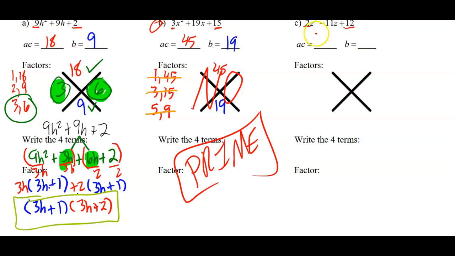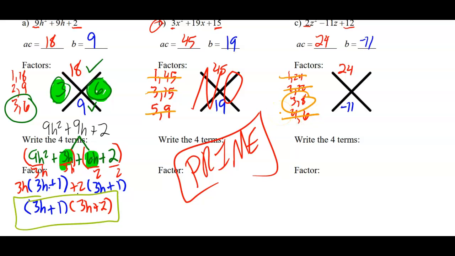2 and 12, first coefficient, last coefficient, 24. So 24 is the number I want to multiply to. So 1 and 24, 2 and 12, 3 and 8, 4 and 6. The number I want to add or subtract to, negative 11. Okay, so 24 plus 1, minus 1, is not going to add up to 11. 12 plus 2 is 14. 12 minus 2 is 10. No. 3 plus 8, 11. Maybe. 4 plus 6, 10. 6 minus 4, 2. No.